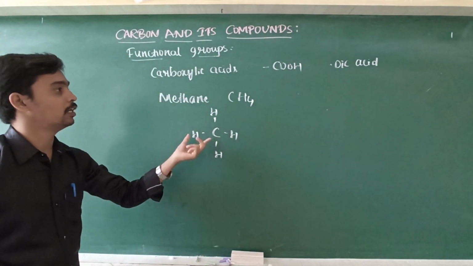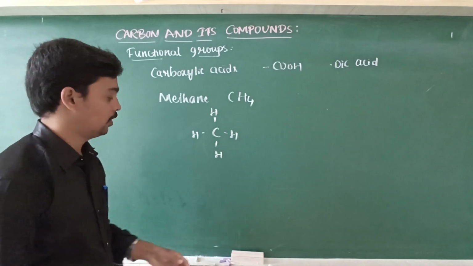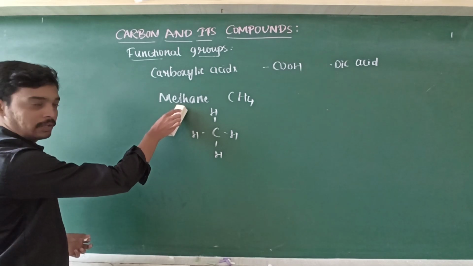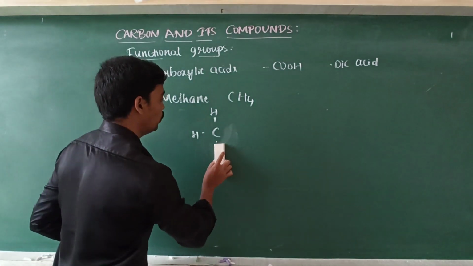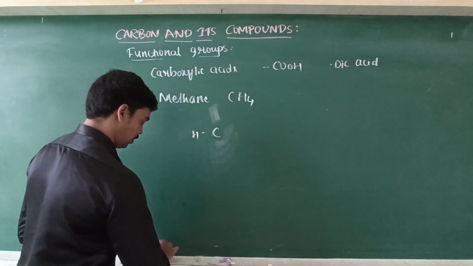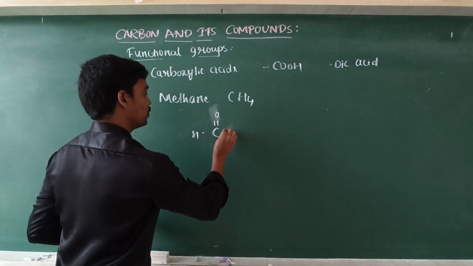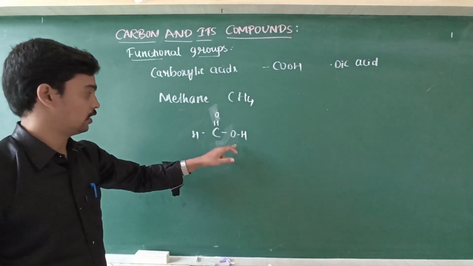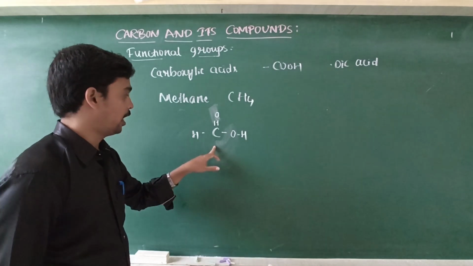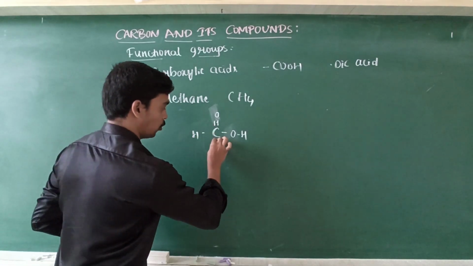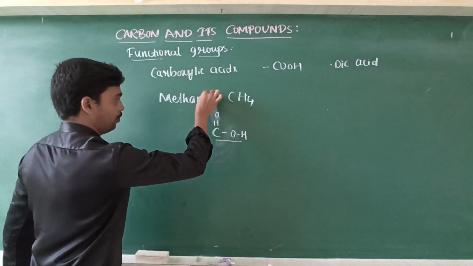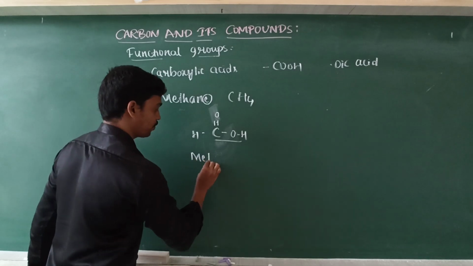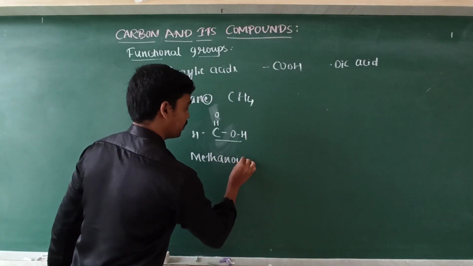And how to convert this methane into the respective carboxylic acid? Here only one carbon atom is present, that is called methane. So here just remove 3 hydrogens and add the group COOH. And then the name is added with the suffix oic acid, then it becomes methanoic acid.